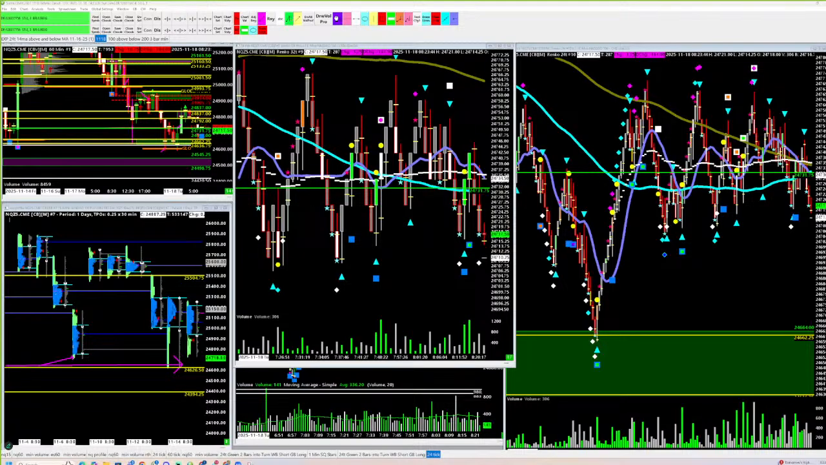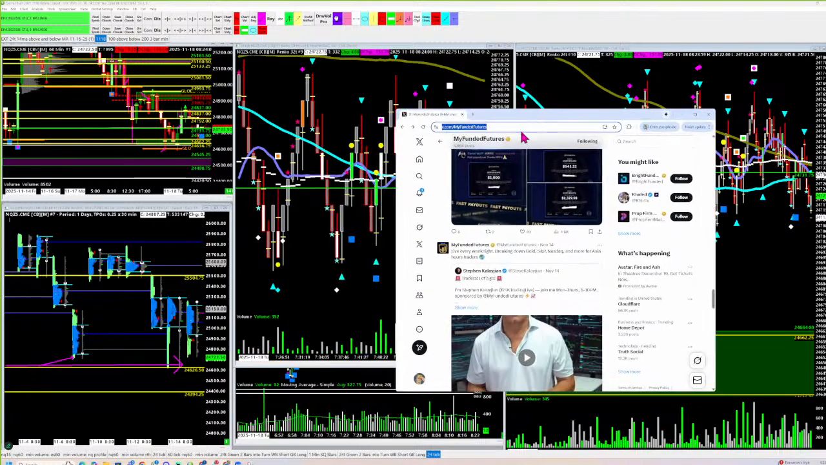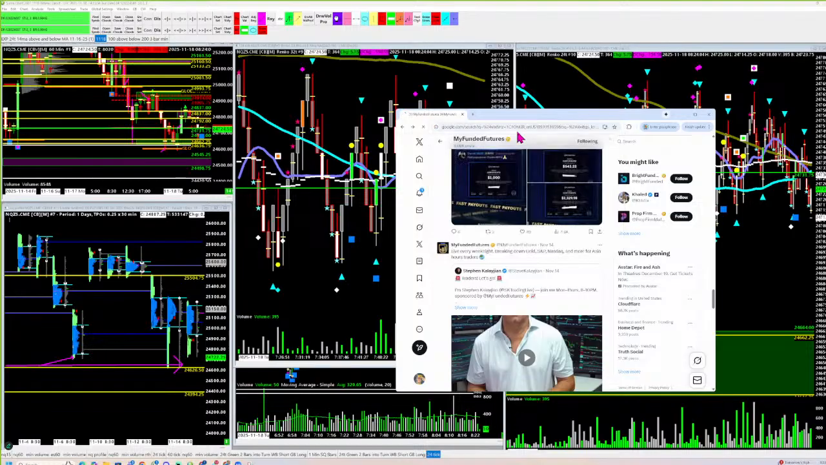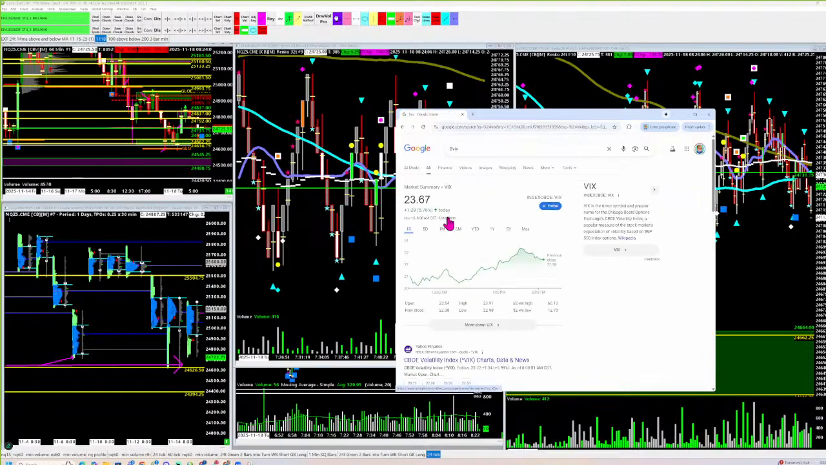It's 20 points to break even for the Trader Assist. So what you do is you go to grab this, type in $VIX, and it'll show you exactly where it's at. Right now it's at 23.67. When that drops below 19, back to the 24 tick.